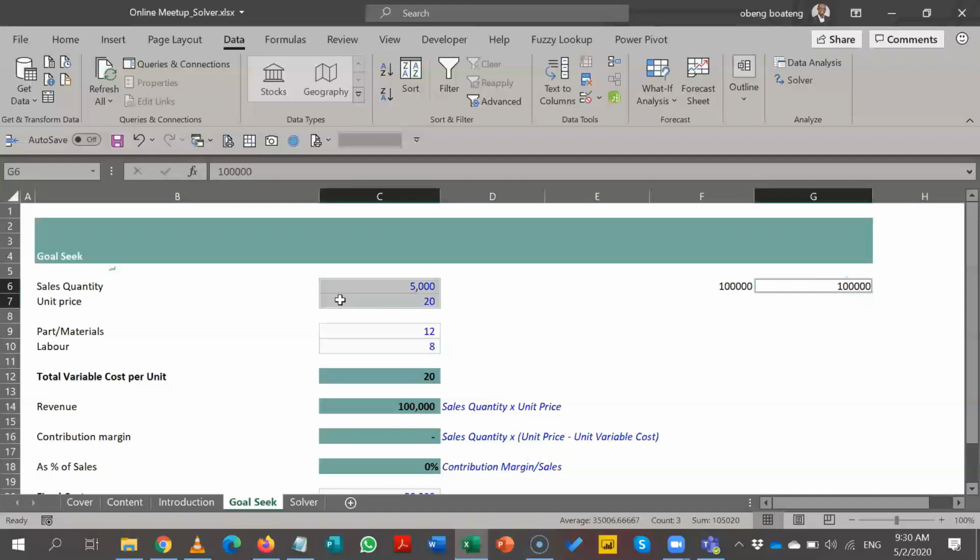Because if you run the model on these 3 cells, this third one is not connected to these 2. So it's very important that you get the model right in such a way that even if you play with your decision variables, some way, somehow, your output is responding. So that is very important.